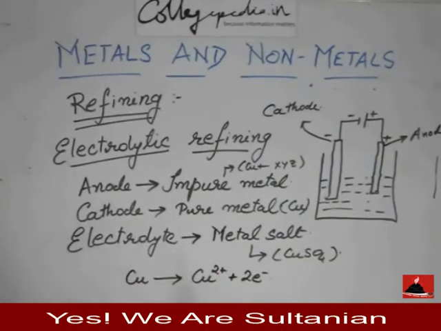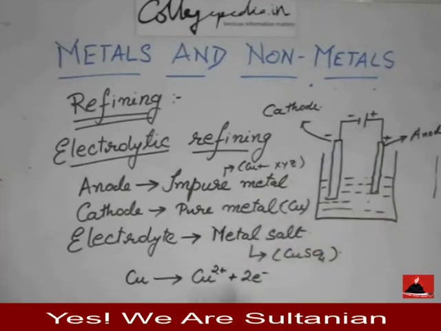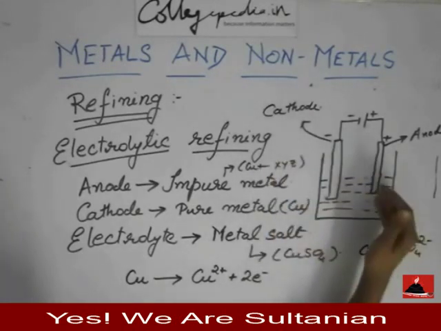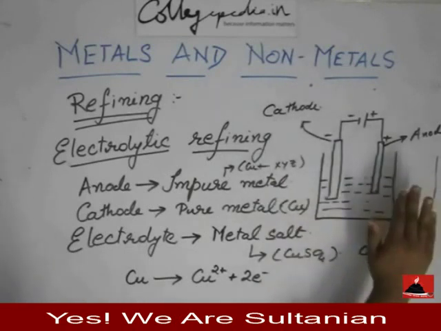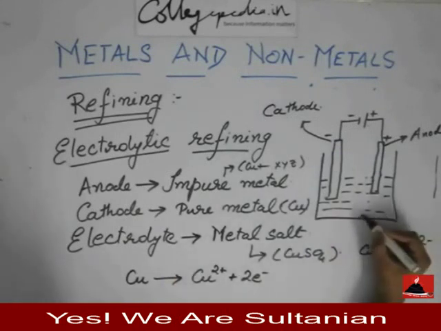And what happens is that Cu2+ goes into the solution, which already has Cu2+. I mean, copper sulfate in ionic form will be Cu2+ and SO4 2-. So the impurities X, Y, Z, which are soluble in the solution, will get dissolved in the solution, and the impurities which are not soluble in the solution will settle down.